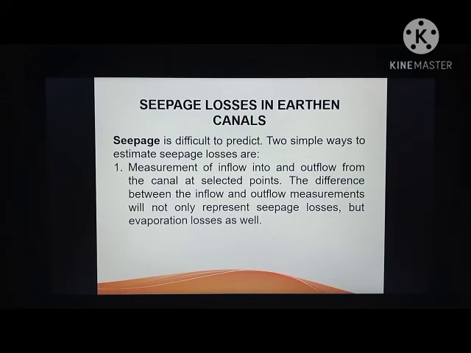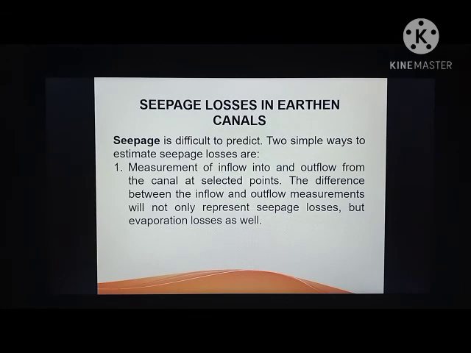Seepage losses in earthen canals. Seepage is difficult to predict. Two simple ways to estimate seepage losses are: number one, measurement of inflow into and outflow from the canal at selected points. The difference between the inflow and the outflow measurement will not only represent seepage losses, but evaporation losses as well.